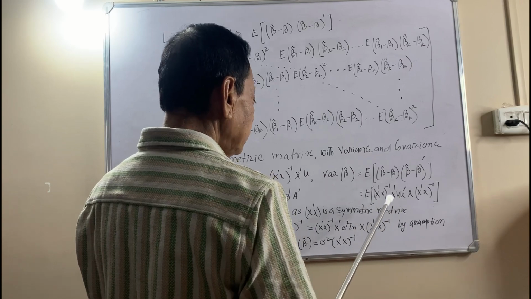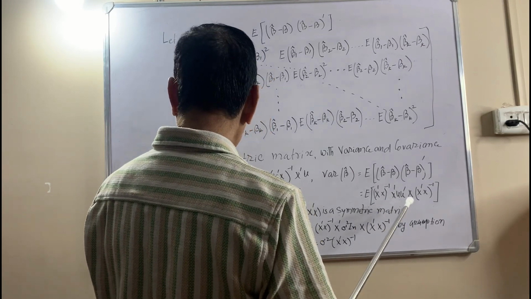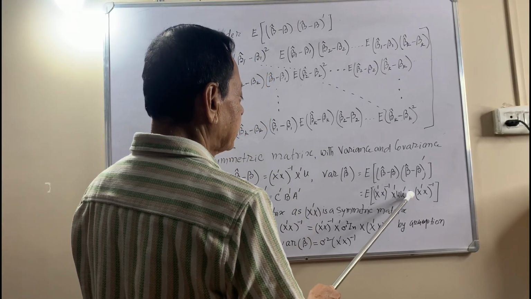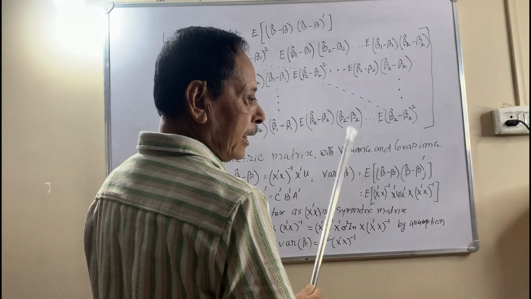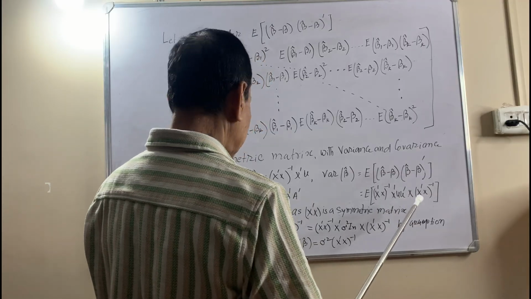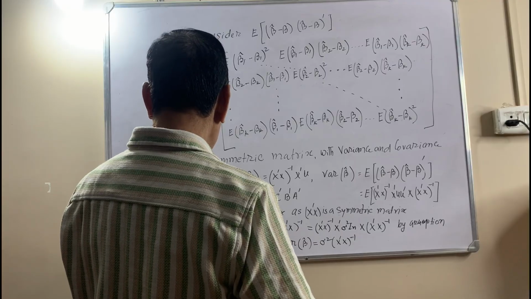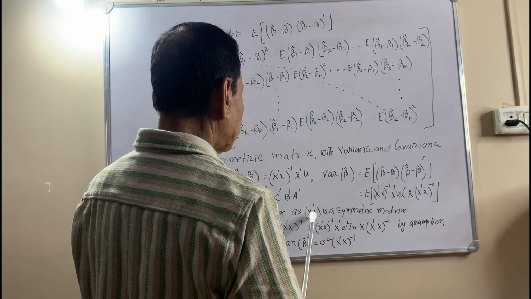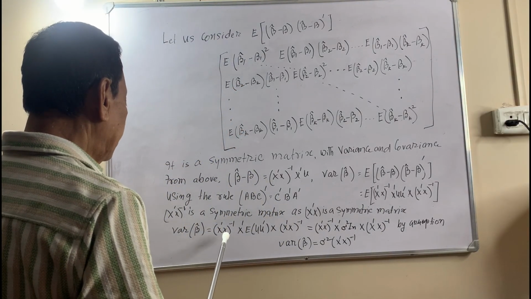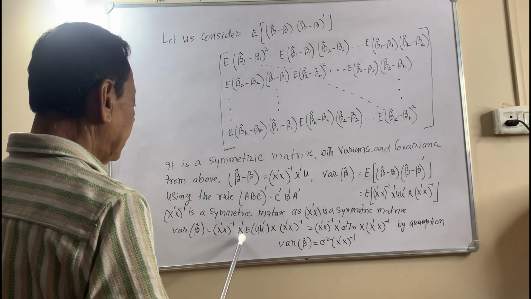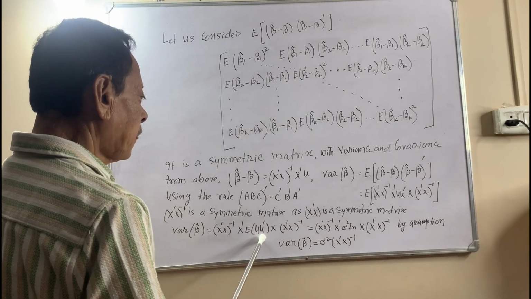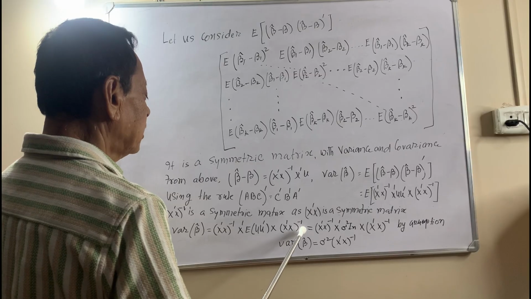Now here, if we arrange the terms, we have (x prime x) inverse and x prime x. That means, again, as we got earlier, it will be cancelled. Okay. So (x prime x) inverse is a symmetric matrix, as x prime x is a symmetric matrix. Now variance of beta hat is equal to (x prime x) inverse x prime, so let us put expected u u prime, then x (x prime x) inverse.